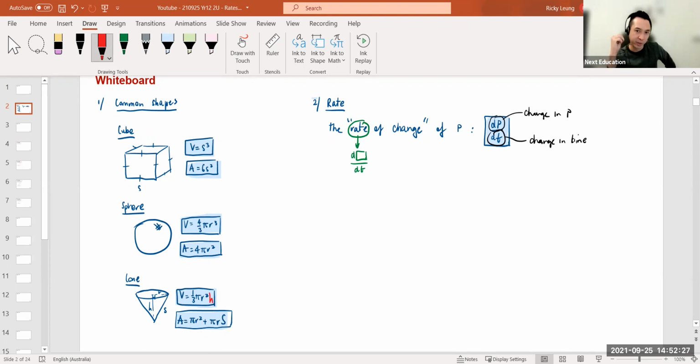And also, just like I said before, whenever we talk about a rate in this topic, we're going to use the derivative of whatever variable we're changing in. Changing p is dp over dt. So without further ado, let's hit up some past paper questions.